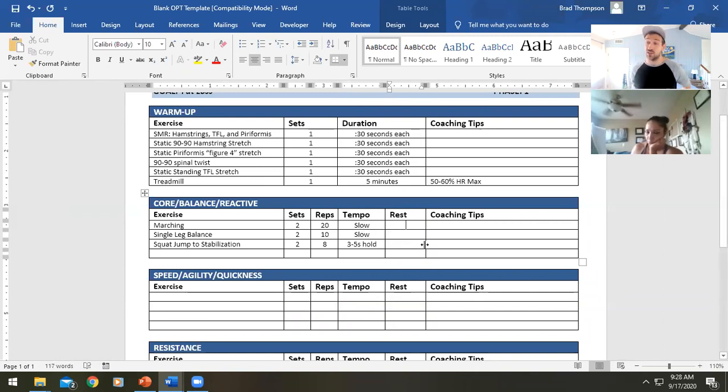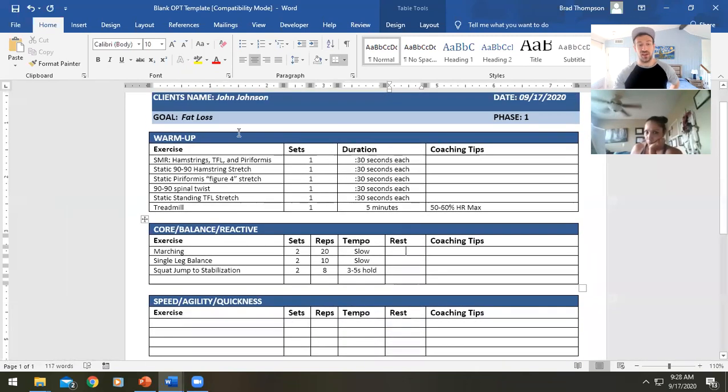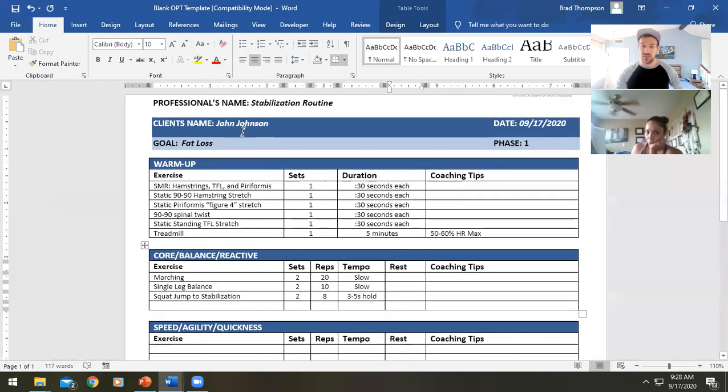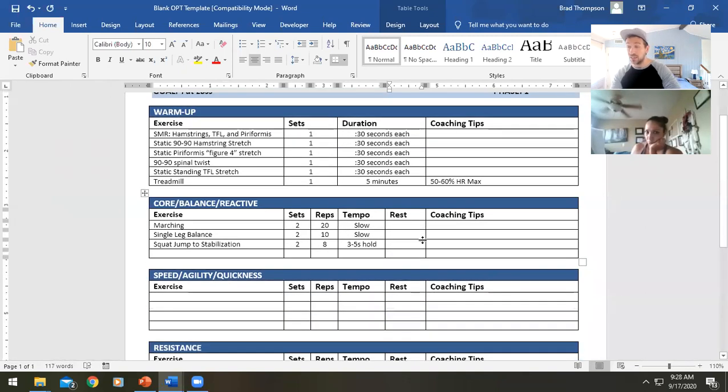Now I want to do this as a circuit. My client's whole goal here was fat loss, right? So because that was my client's goal, I'm going to make sure that this whole routine burns as many calories as possible. So we're doing a circuit. 0 seconds rest, 0 seconds rest, 60 seconds rest. And there we go. That's my whole movement prep section.